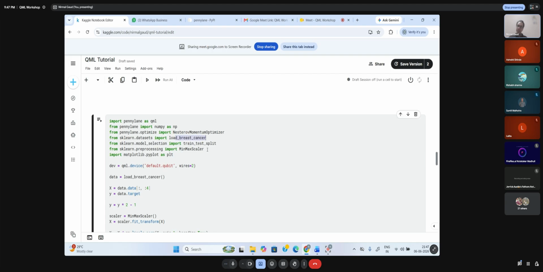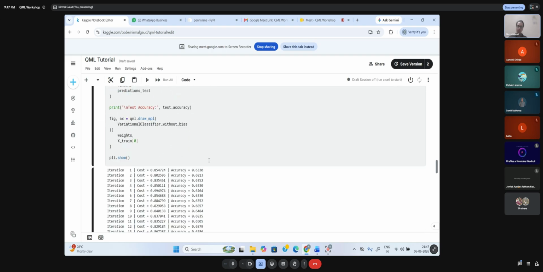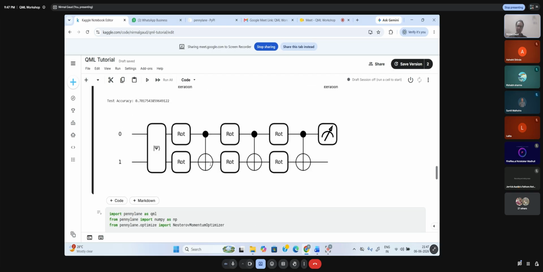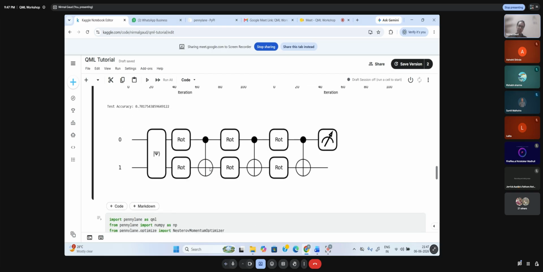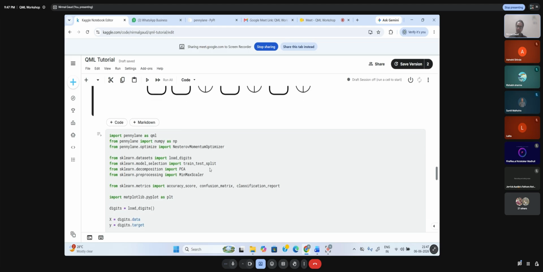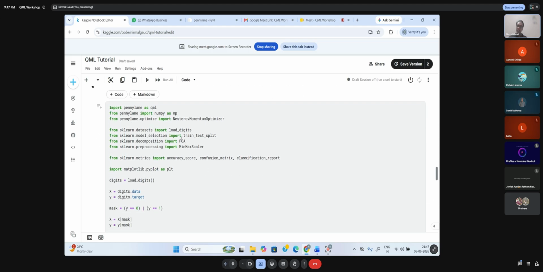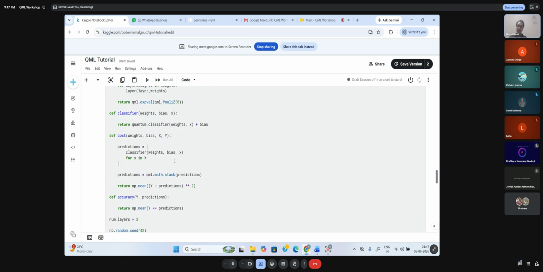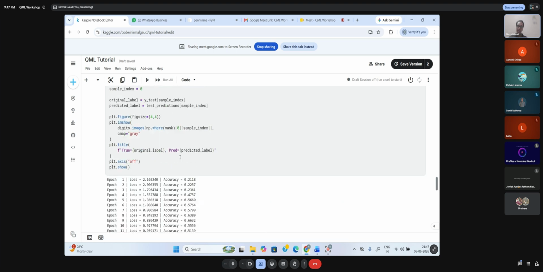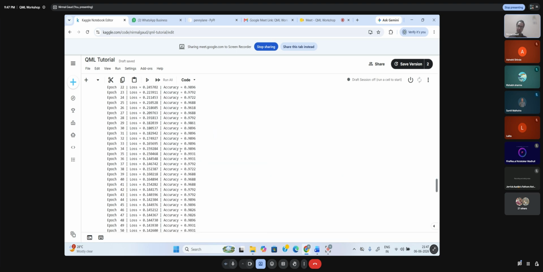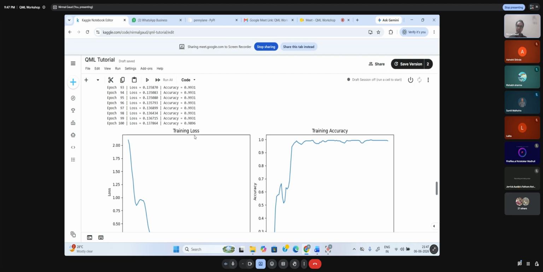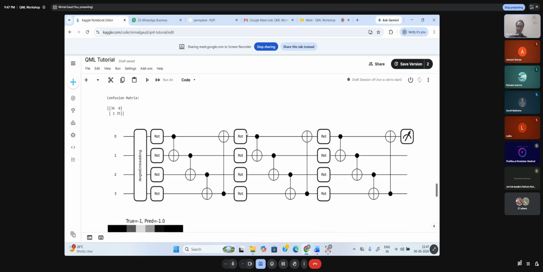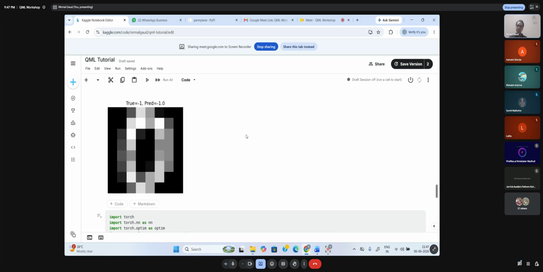Taking this as a reference, I have done other code also. Breast cancer data. You can take wine data, breast cancer data. Again, very easy. The code is entirely the same. Just change the data set. Then I took digit data. Digit data also I have taken. I trained my model, took the same reference, and I got 98.96 accuracy. Very good. And here you can see the predictions of the digits.